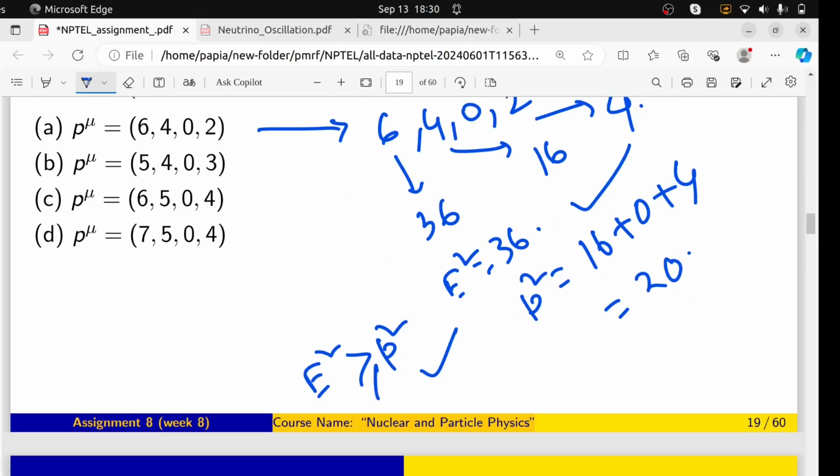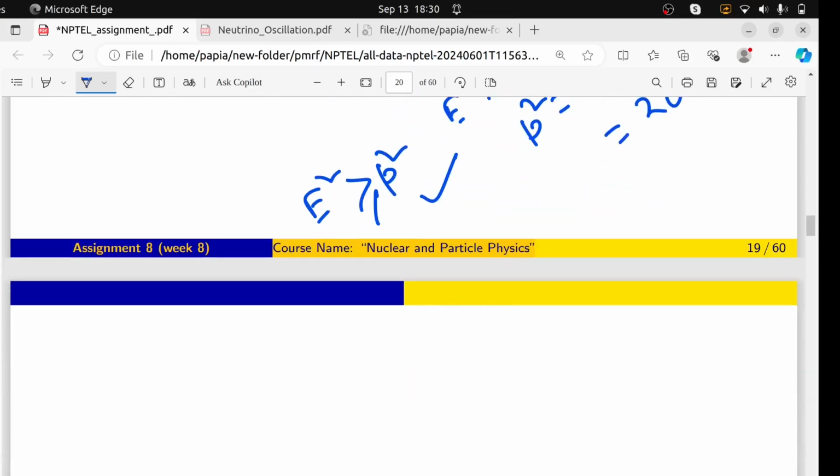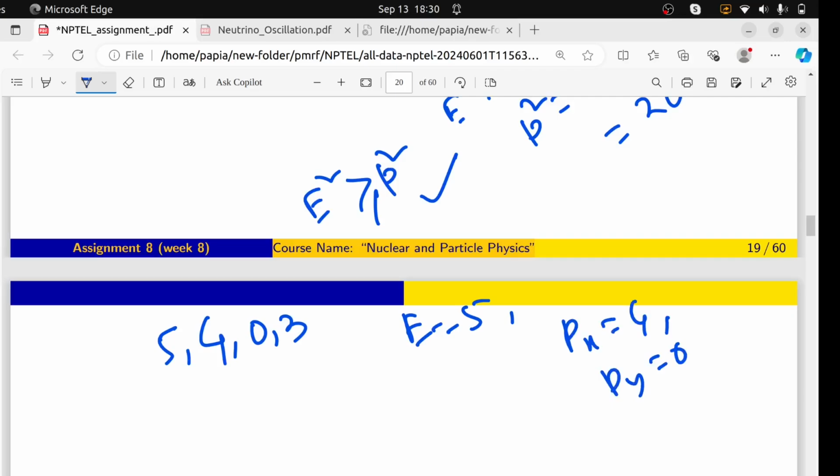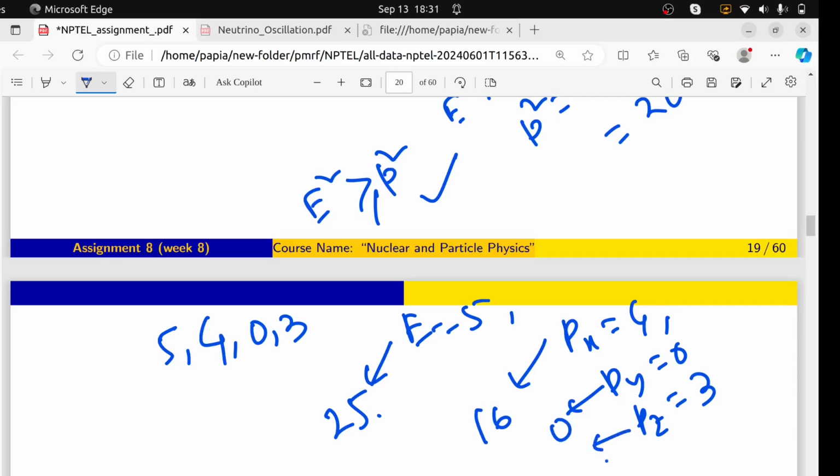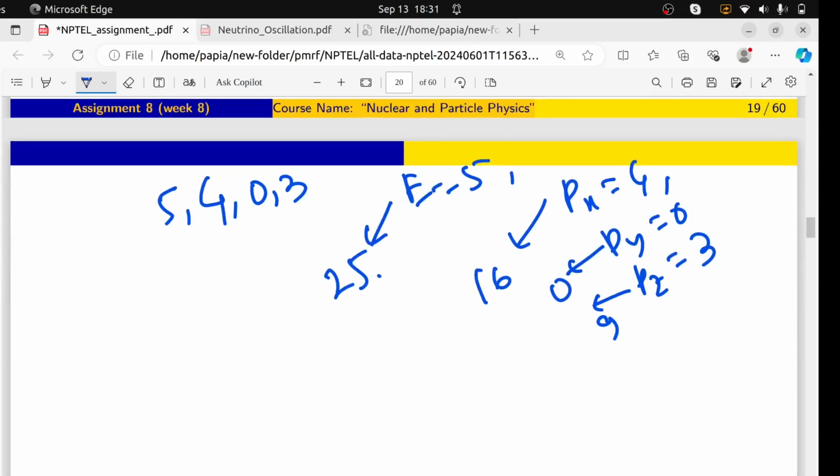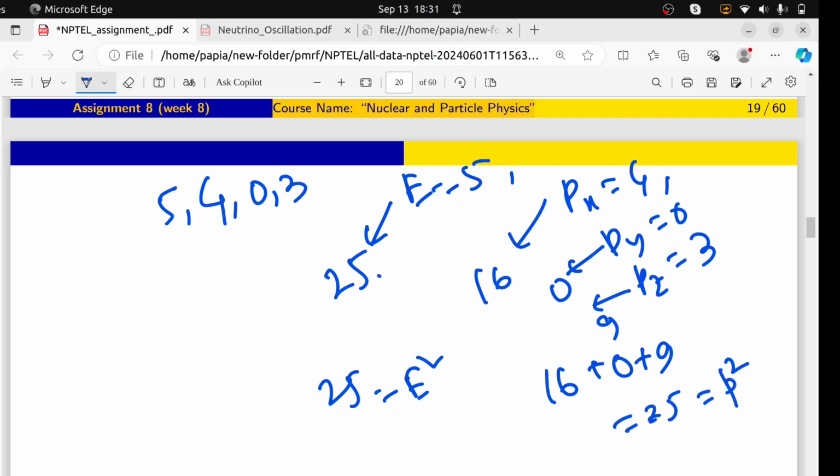Now coming to 5, 4, 0, 3. So E is 5, Px 4, Py 0, Pz 3. So 25 is E square, and for this it is 16, this is 0, this is 9. Now you can see E square equals 25, and 16 plus 0 plus 9 is also 25, which is P square. So E square equals P square, that is also fine.